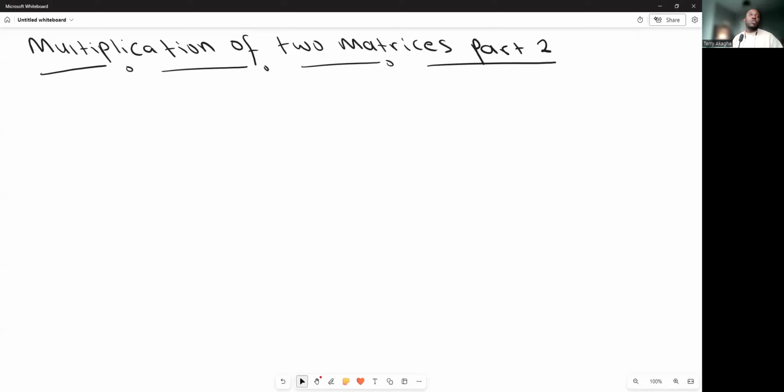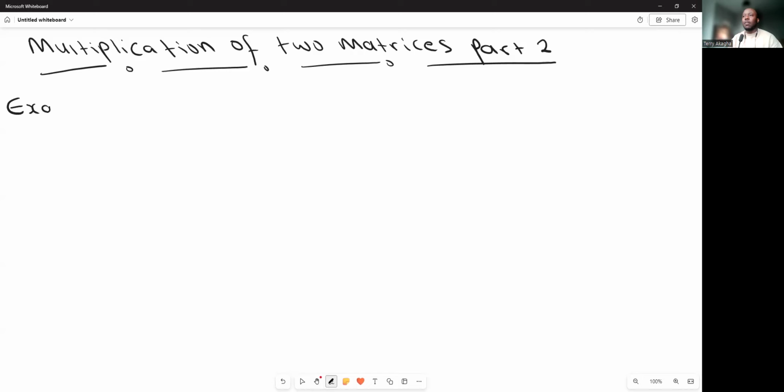So we'll be going straight to part 2 of this multiplication of two matrices. In part 1, I just wrote down the steps and talked about the rules and how you go about it. In this video, I'm going to solve an example. So it's very important you watch the previous video. Make note of it in your notebook so that when we come to this part, it will be easier for you to follow through. All right, let's quickly get straight into it.